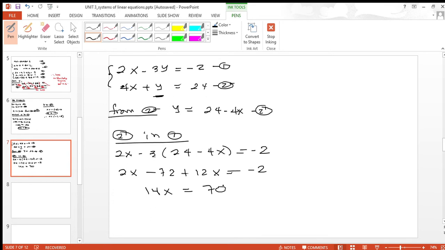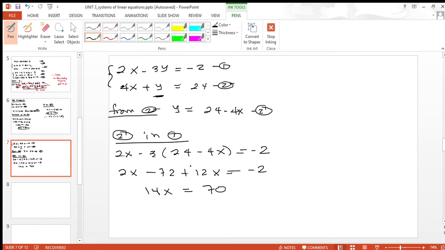Wait, why do we have a fraction here? Let's just double check. 2x minus 3y is minus 2. 4x plus y equals 24. That will be y equals 24 minus 4x. Then substituting it in equation 1, we have 2x minus 3 times 24 minus 4x equals minus 2. But why do we have a fraction? Now we have 2x minus 3 times 24, which will be minus 72. That will be plus 12x.